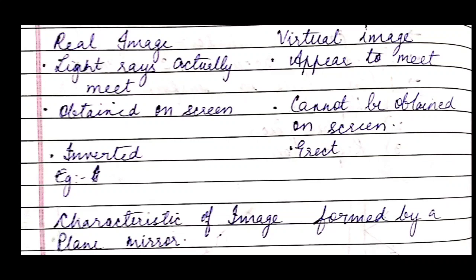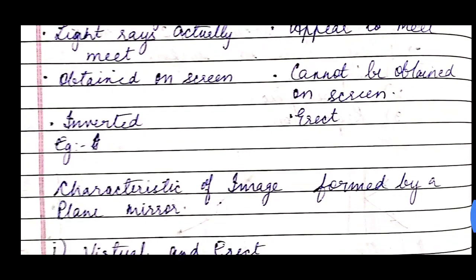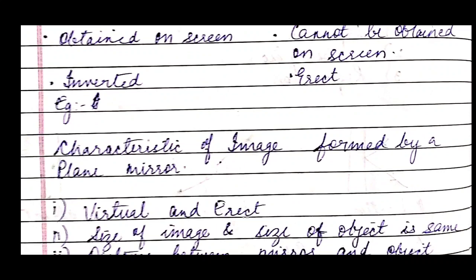And a virtual image is the image that we see in a mirror. We are standing in front of the mirror, but we see our image behind the mirror. So that is a virtual image. A real image is obtained on a screen, but a virtual image cannot be obtained on a screen. The real image is inverted. Suppose the arrow is on the top portion, but in the image the arrow is in the downward portion. But a virtual image is erect, meaning it is a straight image.